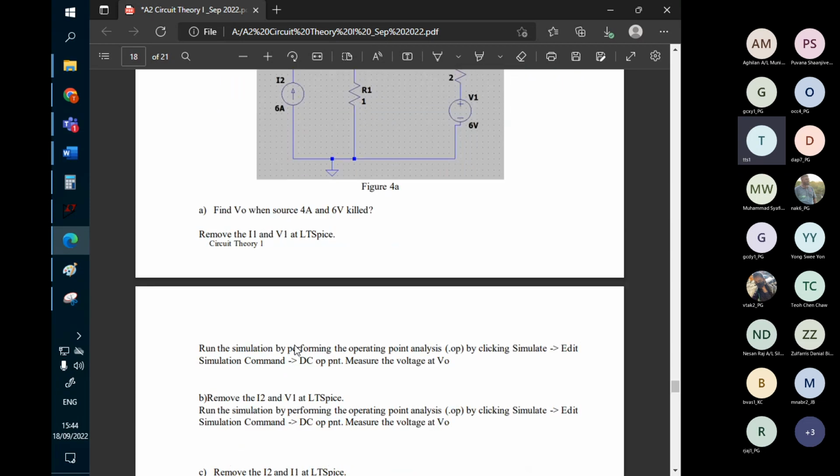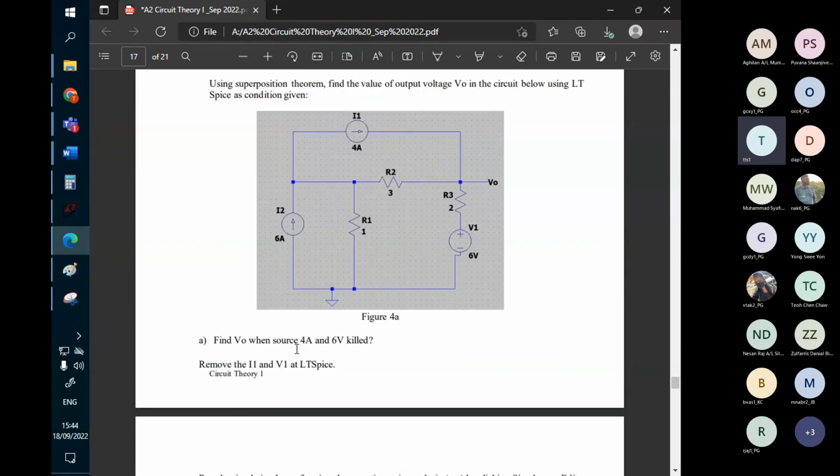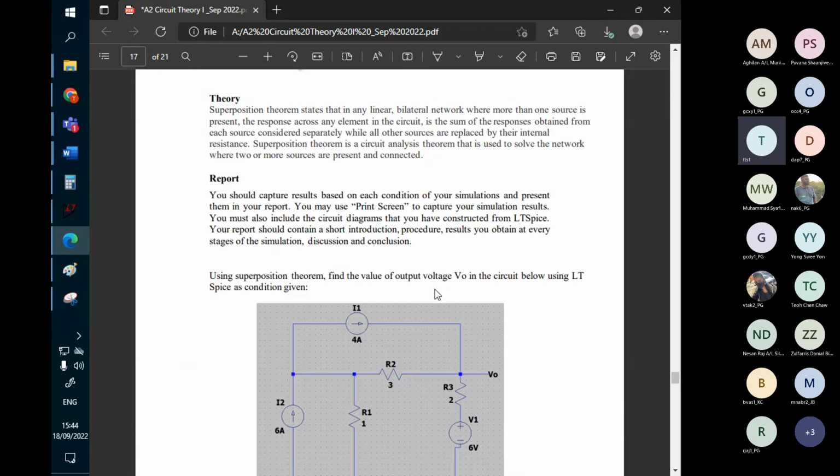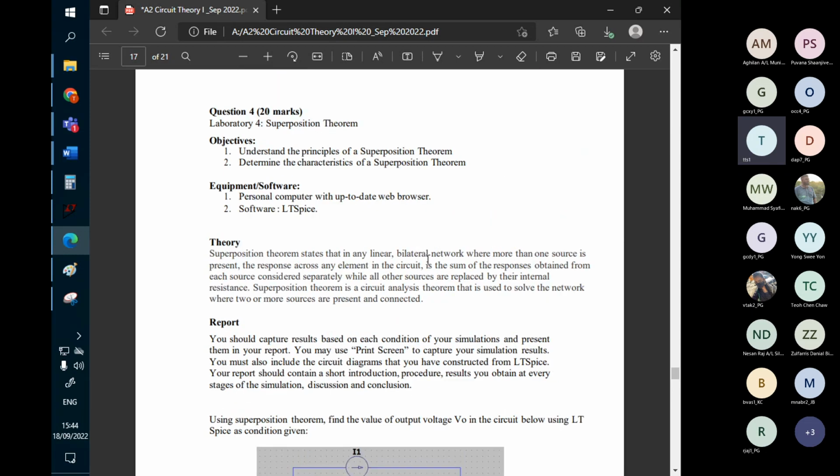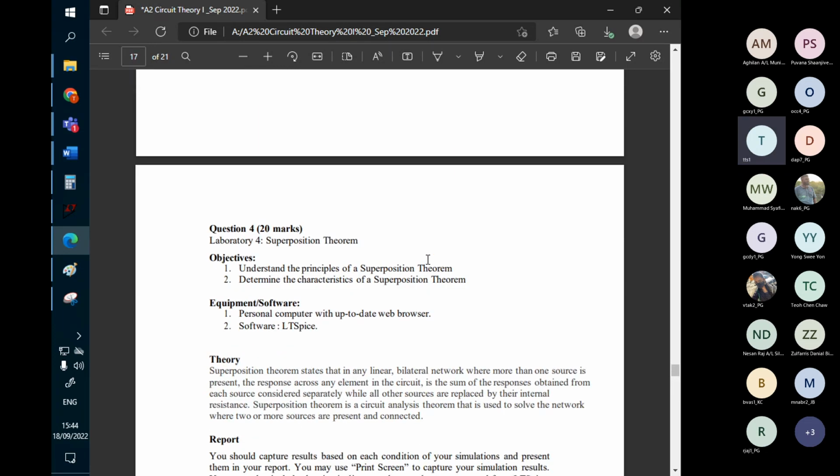Okay guys, I'll leave you here for a while. I'll come back to show you the correct simulation result. I hope I can do that. Okay, please do this question 4, and later we discuss this question.